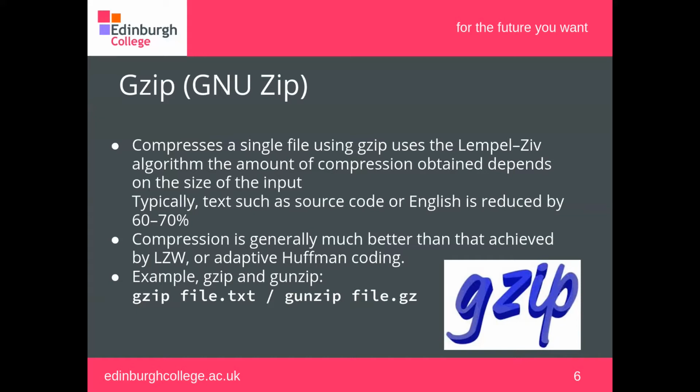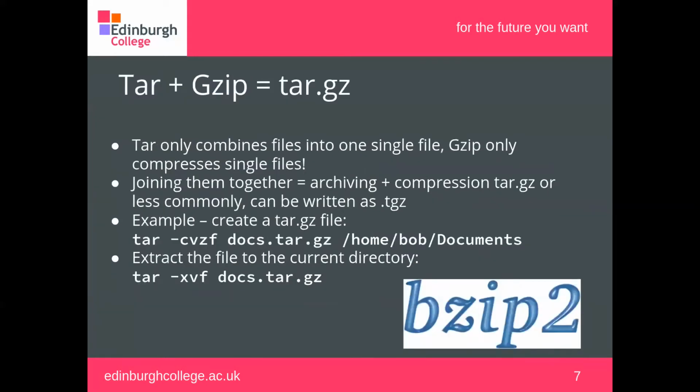Now, if you're used to living in the Windows world, you would be used to just using zip files. You wouldn't think of two separate utilities, one to join the files together and one to compress them. But we actually have another option for zipping, and that's called bzip2. So bzip2, a nice logo there for it, joins files together and will actually reduce the size of those files.